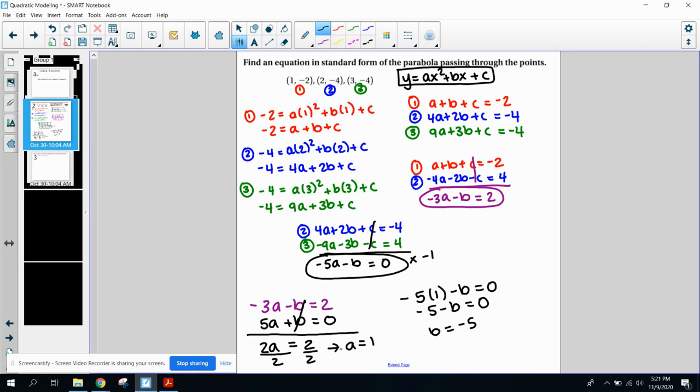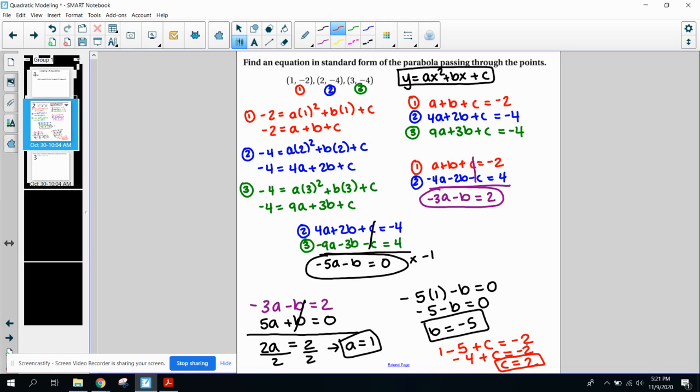So I have a. I'm just going to box this for right now. I have b. And now to find c, I'm going to go back to any of the original 3 problems, and I'm going to plug in my a and b and solve for c. So I'm going to use equation 1, and I'm going to plug in my a, which is 1, plus my b, so that's -5, plus my c, and that's equal to -2. So I get -4 plus c equals -2. So I end up with c is equal to 2. And I'm going to box that.